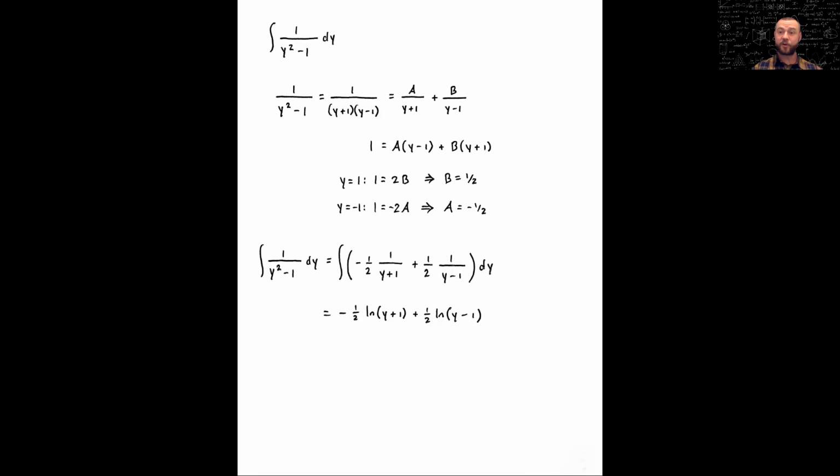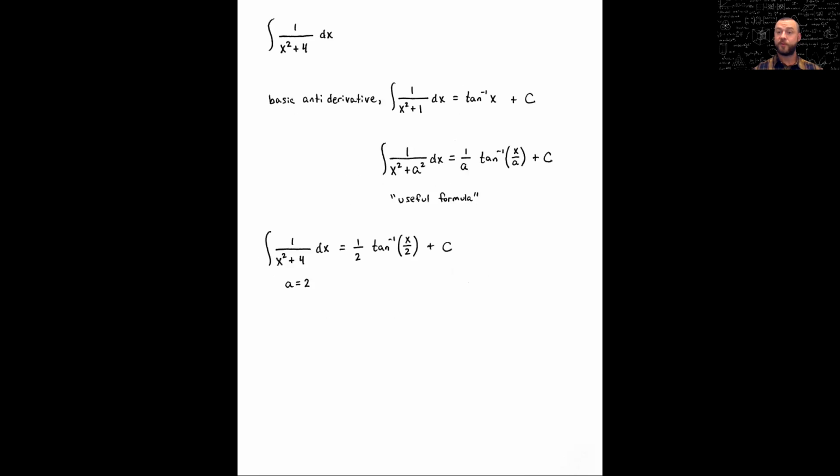All right, so that's the integration on the left side. Let's take a look at the integration for the right side, which we said comes out to be an inverse tangent of some sort. Now there's really not a lot of work to it. We're going to start by reviewing a basic antiderivative, the antiderivative of 1 divided by x squared plus 1.